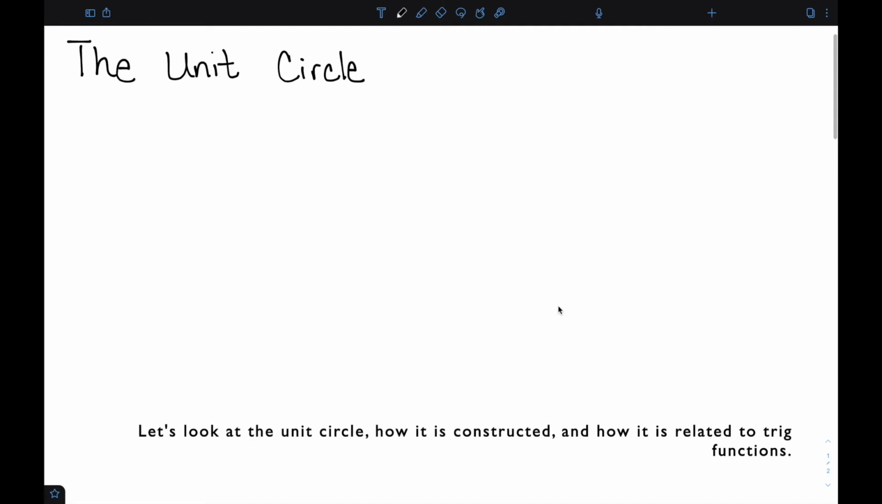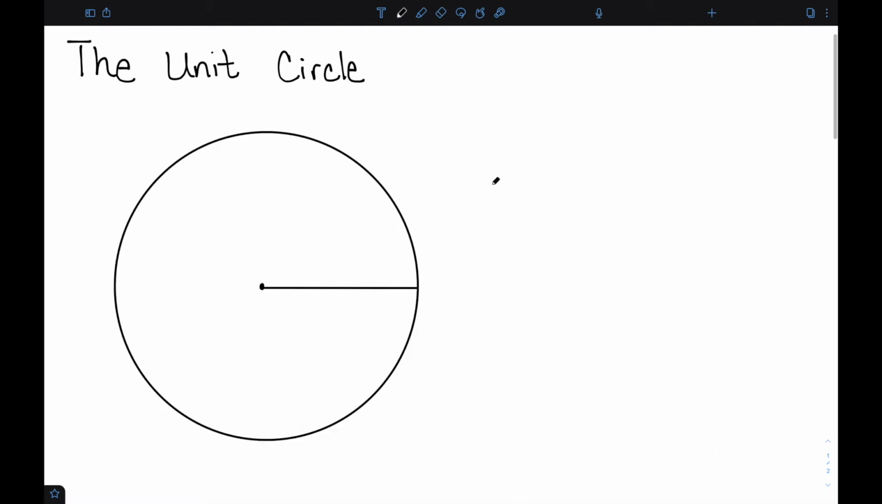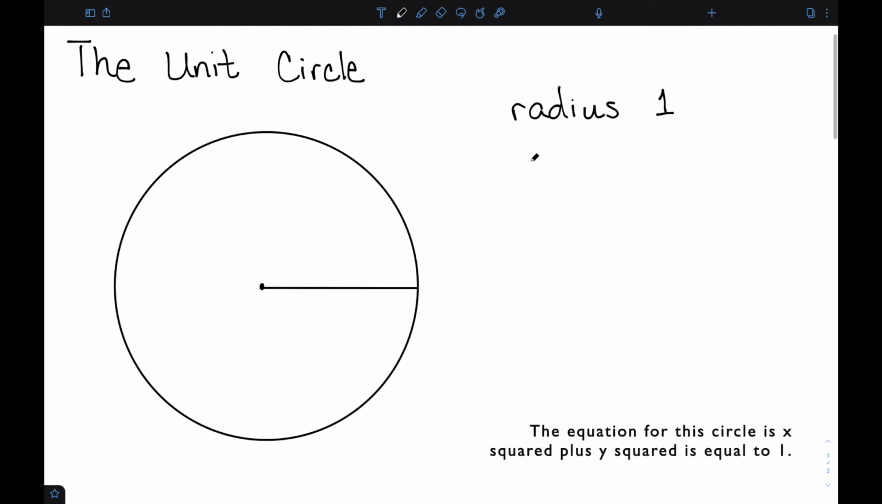Let's look at the unit circle and how to construct it and how it's related to trig functions. Let's start with a circle that has radius 1 centered at the origin. So the equation for this circle is x squared plus y squared equal to 1.